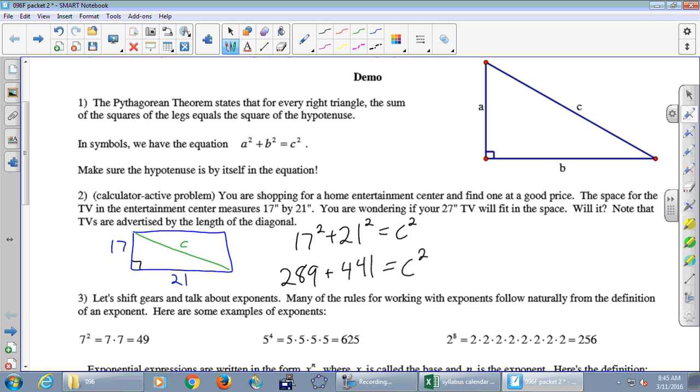Okay, now go ahead and take out the calculator because we're going to need it when we want to finish this problem. Adding those two numbers is not hard without a calculator, but the last step, we'll use the calculator. Anyway, what do we get when we add these two? 730. All right.